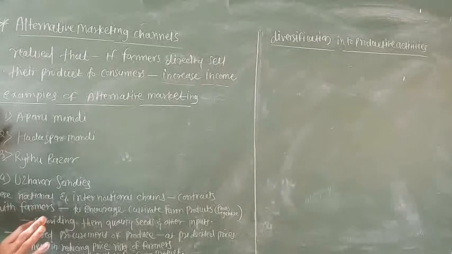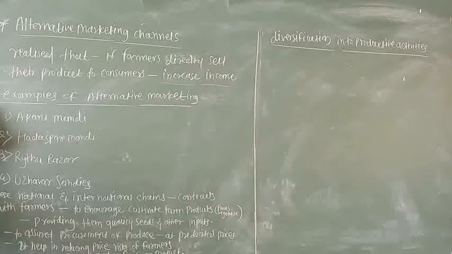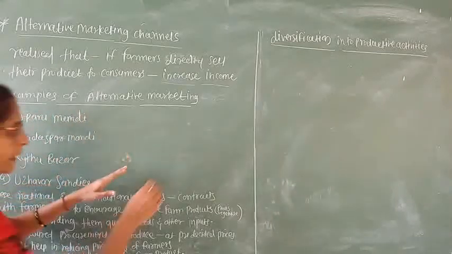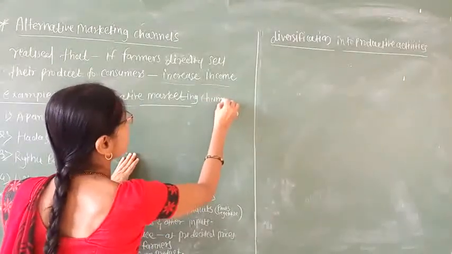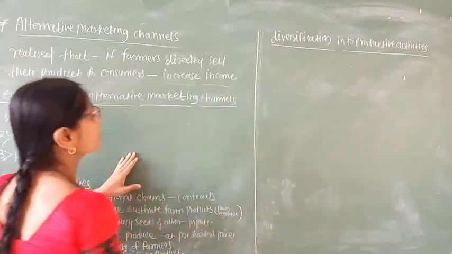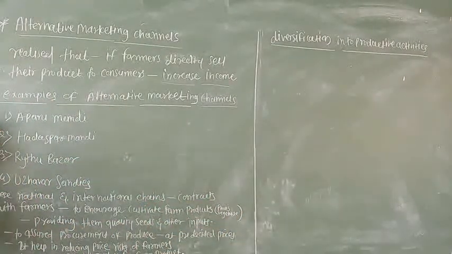Students, there are some examples of the alternative marketing channels. First one is Apni Mandi, second one is Harabsar Mandi, third one is Raitu Bazaar, and fourth one is the Uzhavar Centers. Means these are the channels where the farmers directly sell their products to the consumer and which helps the farmers increase their income.